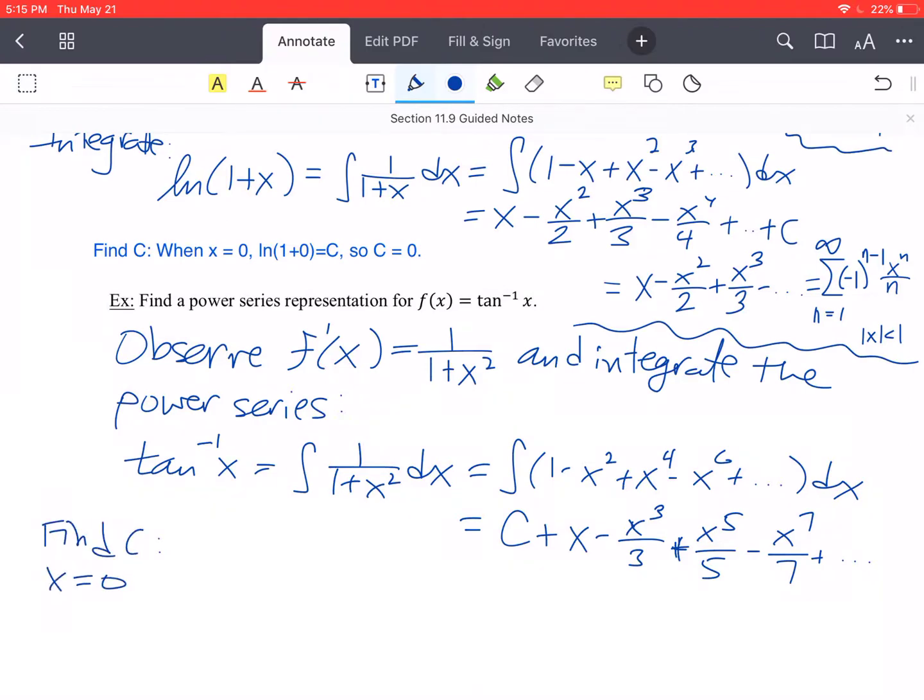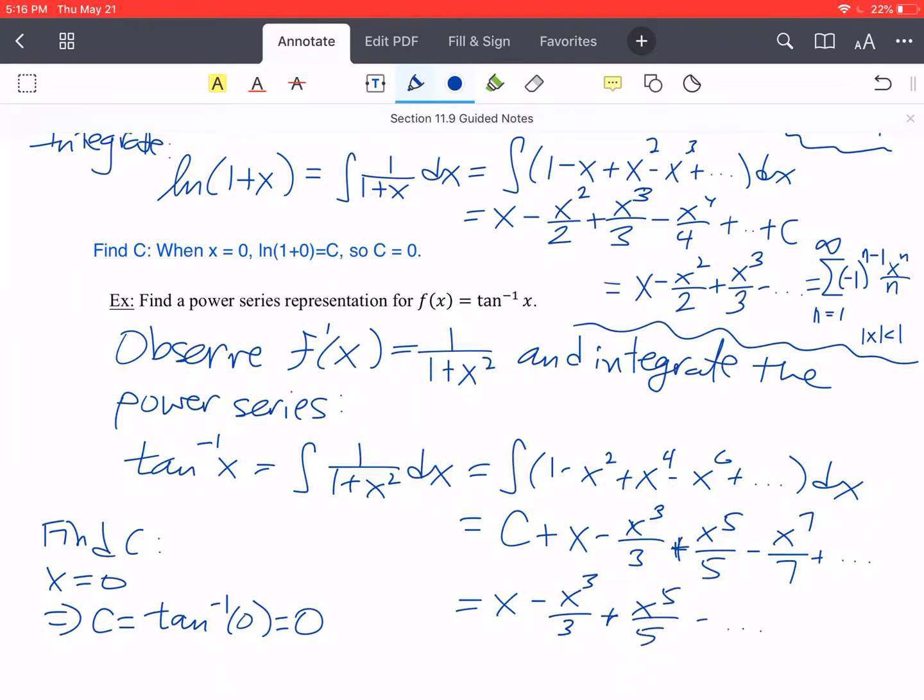So when x is 0, c is just inverse tangent of 0, which is 0. This isn't to say that c will always be 0, it just happens in these two examples that it has been. So this just gives us x minus x cubed over 3 plus x to the fifth over 5, etc.